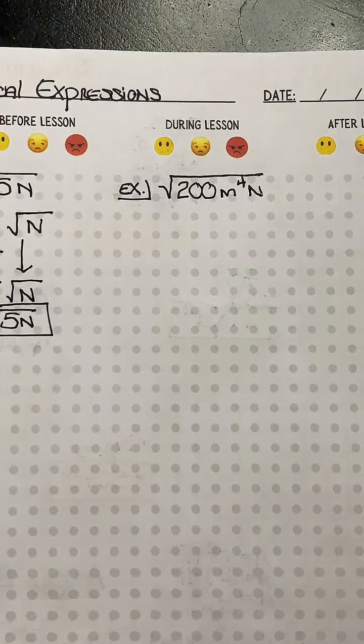So we got the square root of 200 m to the 4th n. All right, so really just trying to break it on down.